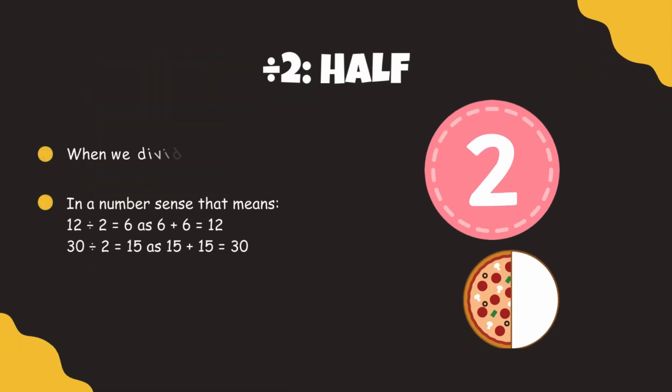When we divide by 2 we are halving. So 12 divided by 2 is 6 as 6 plus 6 is 12. Likewise 30 divided by 2 is 15 as 15 plus 15 is 30.